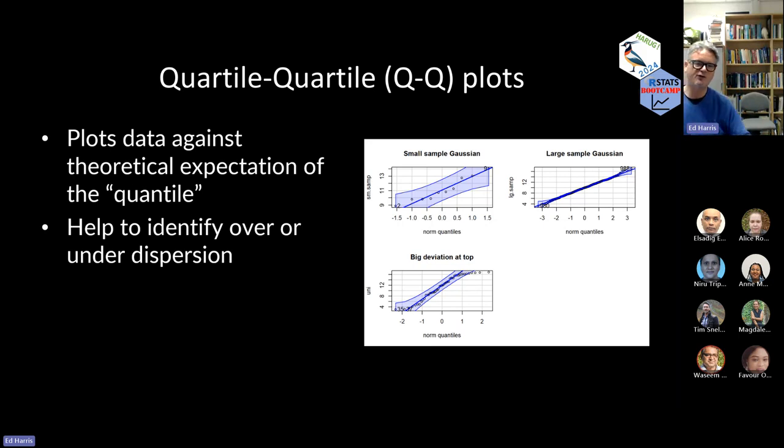A comment I have about these QQ plots is that they're one of the really common ways to do things. The thing we're looking at here is this central line, and that central line represents the cumulative density function for a Gaussian sample based on the parameters of your actual data. If you had a perfectly Gaussian sample, all of the dots would lie right along that line.